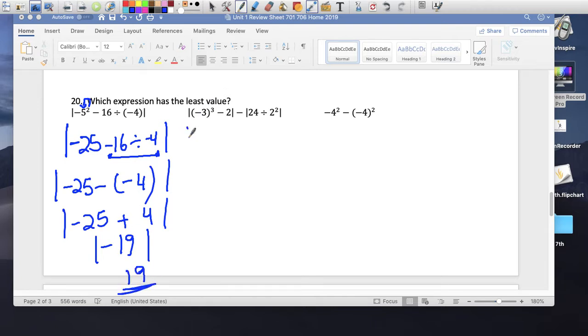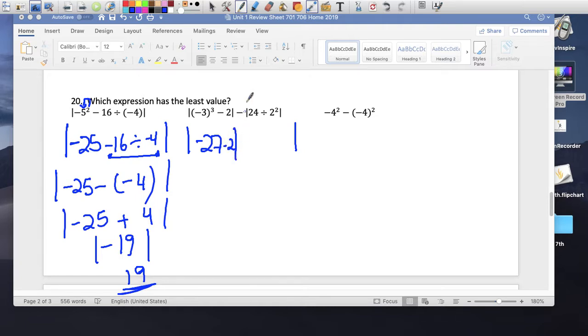The second problem. Now, this one's a little bit different. So it's negative 3 times negative 3 times negative 3. Okay, so the negative sign there definitely plays a role. Right? So it's negative 3 times negative 3, which is positive 9. Positive 9 times negative 3, that's going to give me negative 27.